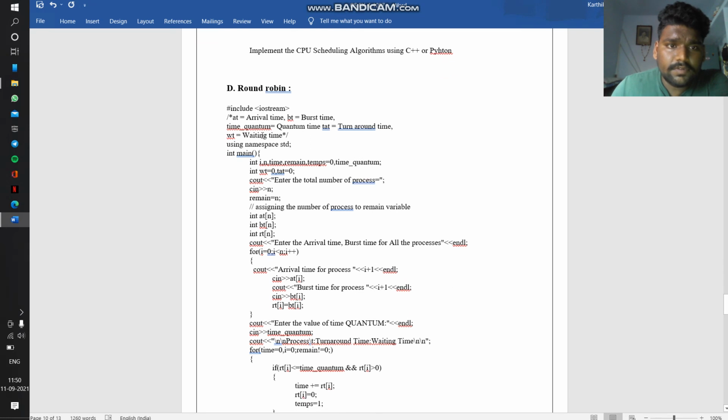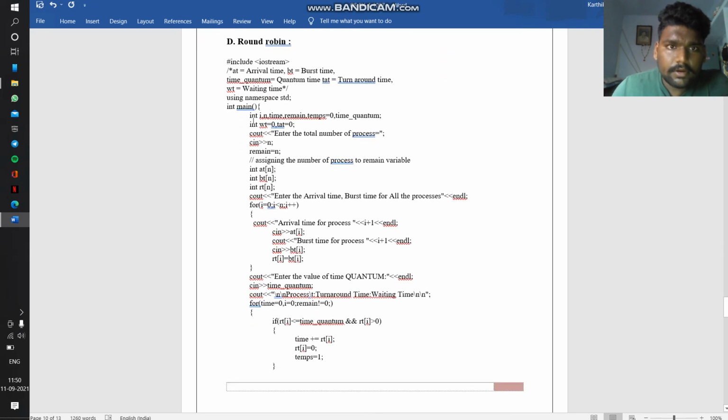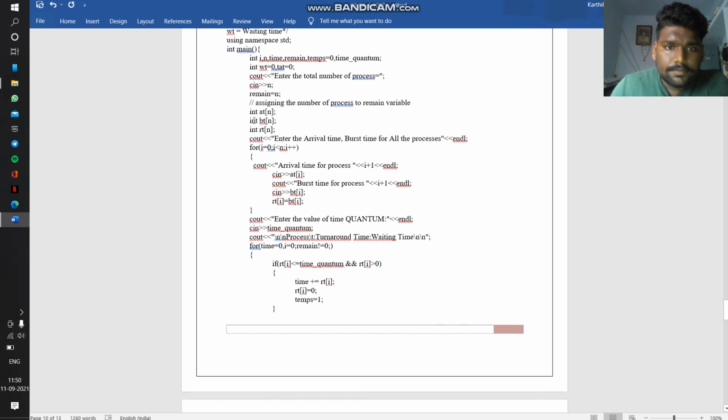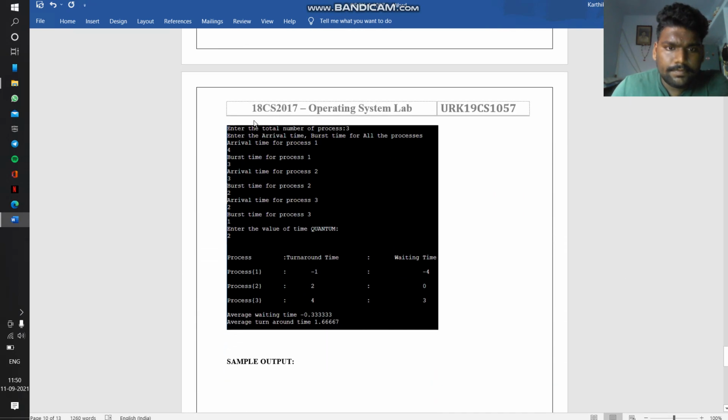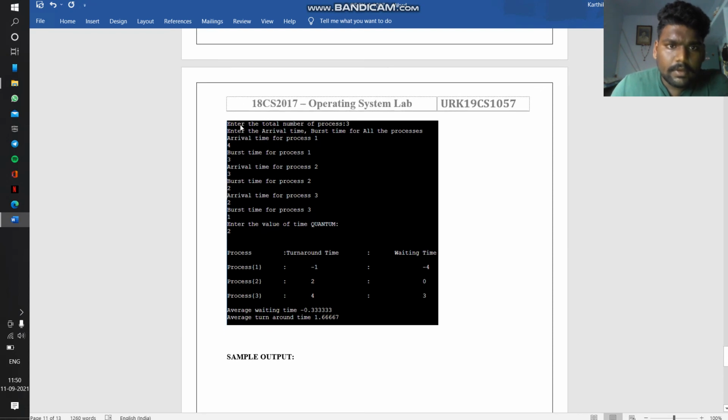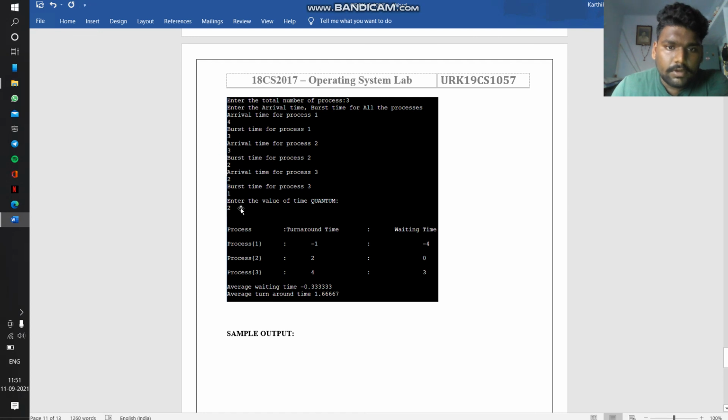This is the C++ code for the round robin algorithm. And this is the output for the round robin algorithm. I have entered the total number of processes as 3. Enter the arrival time and burst time for all the processes. Arrival time and burst time for process 1 are 4 and 3. Arrival time and burst time for process 2 are 3 and 2. And the arrival time and burst time of process 3 are 2 and 1. Enter the value of time quantum: 2.